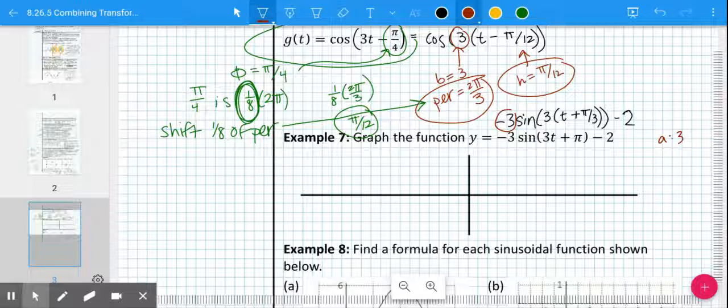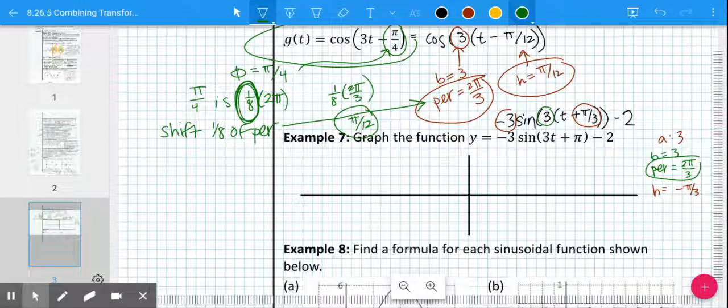My period comes from the b value. Since b is 3, that tells me that the period is 2 pi over b, so 2 pi over 3. Okay? So we've got the amplitude, we've got the period. Now we're going to find our h value. H is the horizontal shift. Remember, inside changes are the opposite, so it's going to be a negative pi over 3.